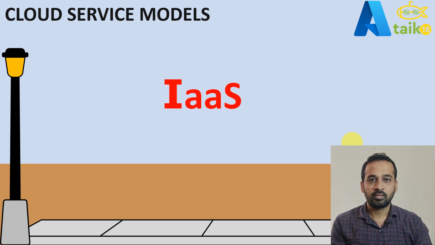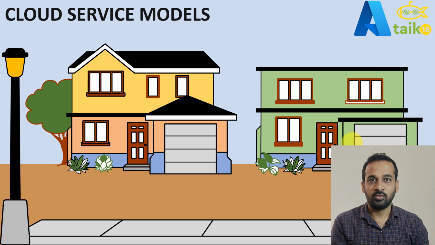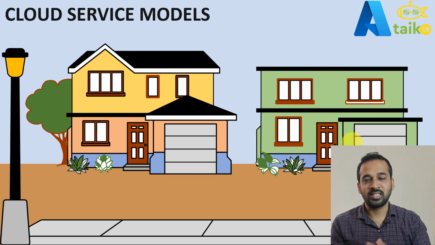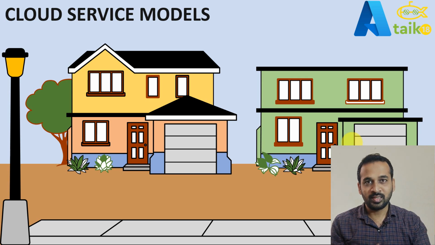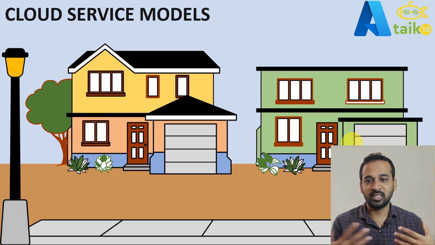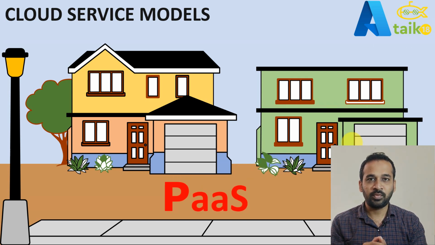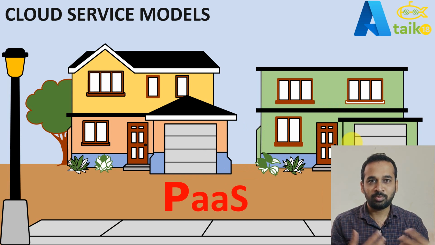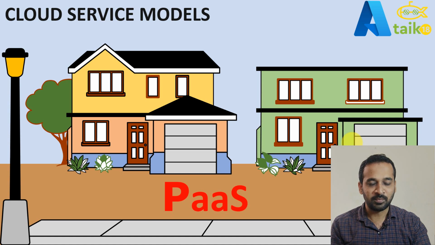And here, what if the provider itself gives us a home, and what we need to do is just bring our things inside and start our living. So if they provide this much of a facility, including the electricity, road, land and the home, then this is called platform as a service. We can just buy this platform, bring our things and start living.